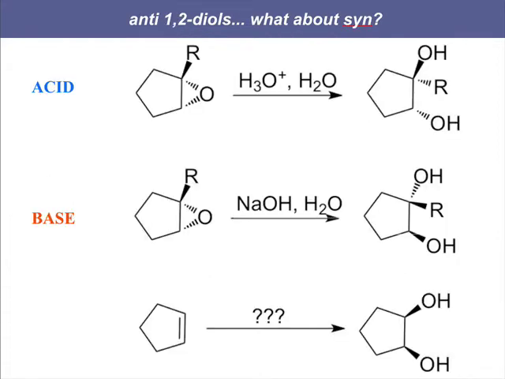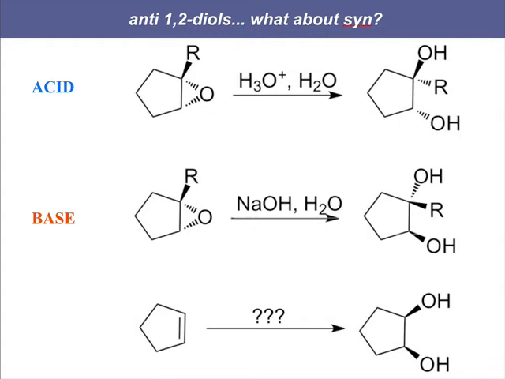Okay, so we saw two ways now to make anti diols. We can make anti diols by opening up an epoxide under acidic conditions, or by opening up an epoxide under basic conditions. And we know that we can make that epoxide from an alkene by using MCPBA, for example. So two ways to make anti diols from a double bond. First, epoxidize it, then open it up under acidic conditions or basic conditions.